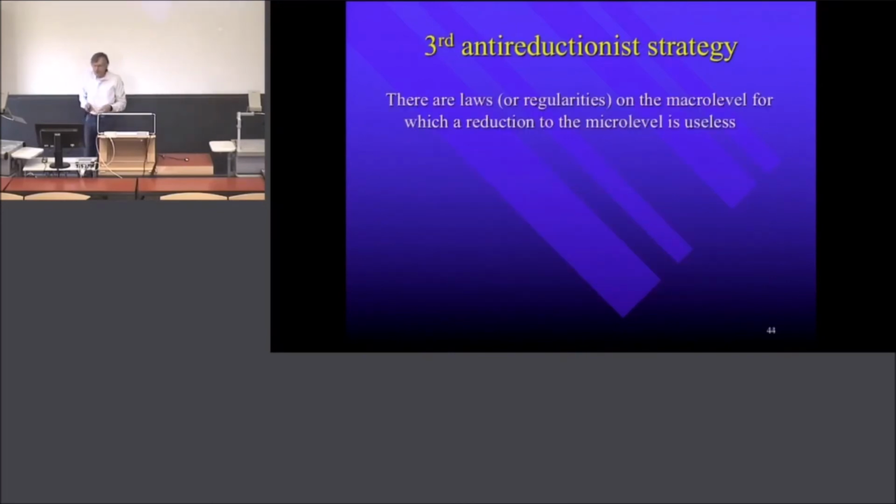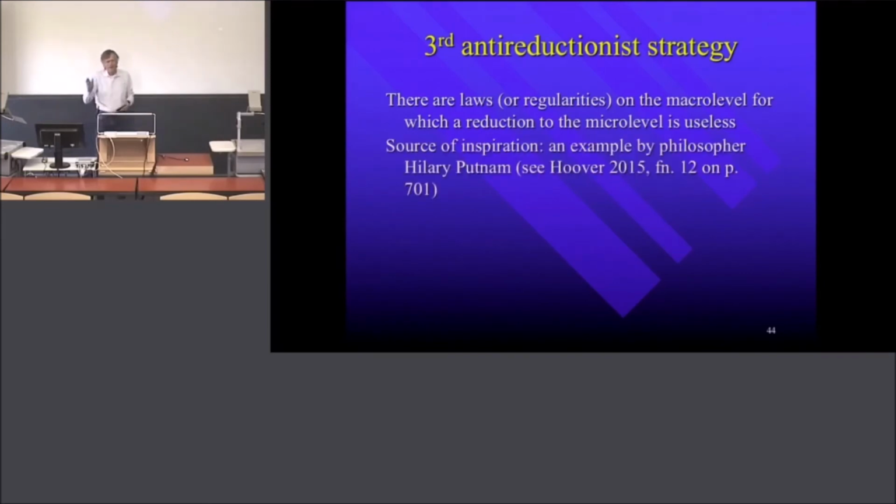Okay? And the third anti-reductionist strategy is also an interesting one, namely what Hoover claims: there are laws or regularities on the macro level for which a reduction to the micro level is useless. It's another strategy, right? You don't even engage in the discussion of whether it's possible or not. You just say, look, it's useless. It doesn't bring anything. It's scientifically just empty. Here's the example. He uses a source of inspiration which is, in that particular case, a fantastic source. It's a wonderful example. I've been using it for years.